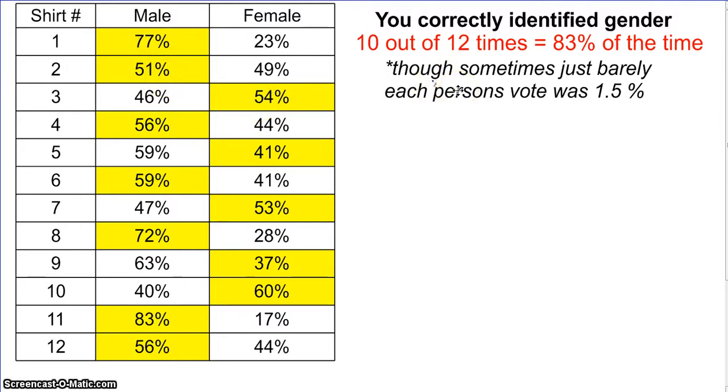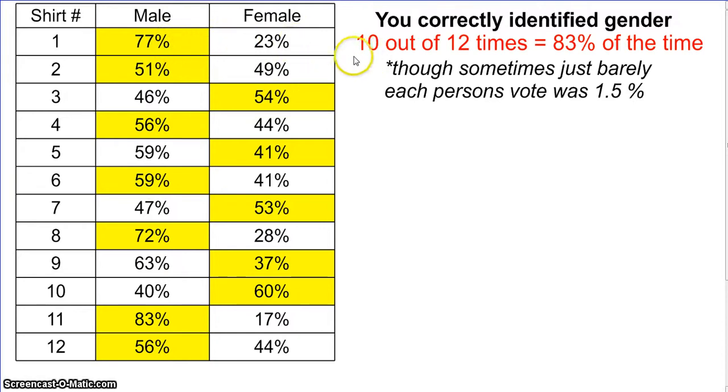Each person in the class, their vote counted for 1.5%. So a really close one like this, that's just one person difference that makes it swing from getting it right and saying 51% male to 49% female. Others are a little larger, like this is 77%. That's many students that guessed male more than guessed female, so that's a stronger piece of data.